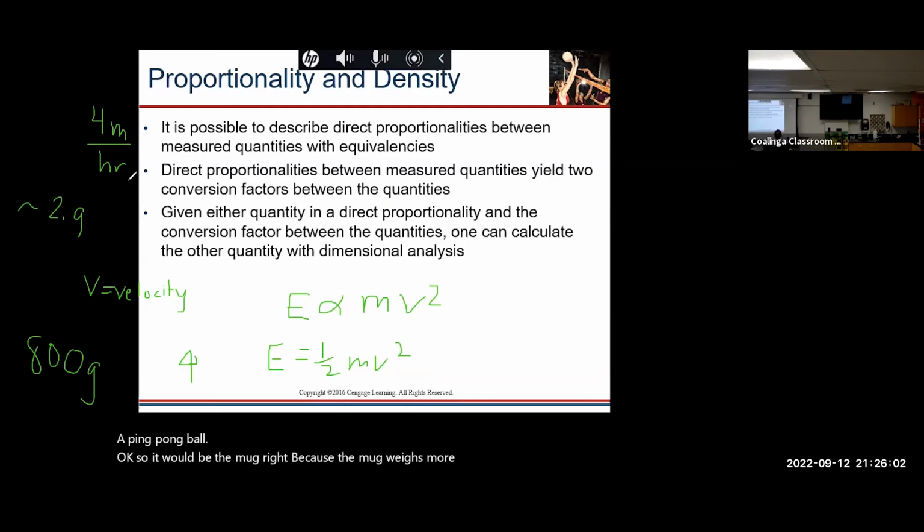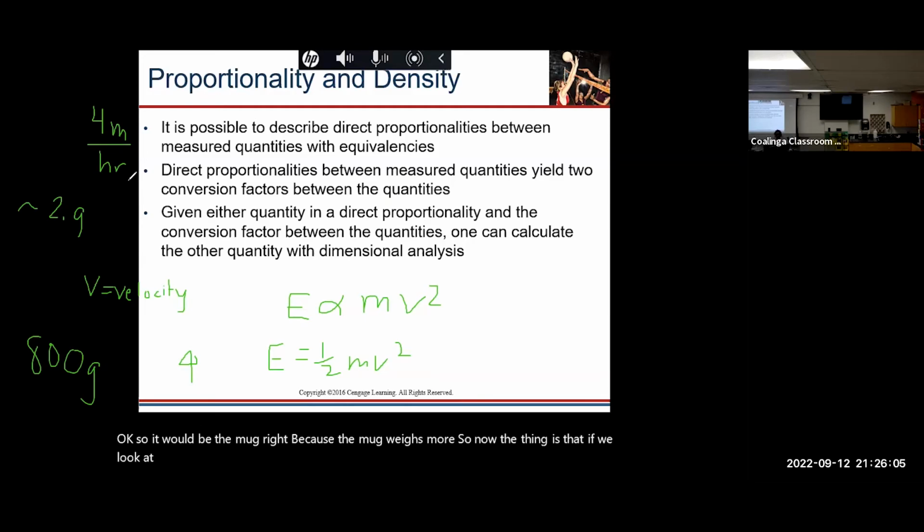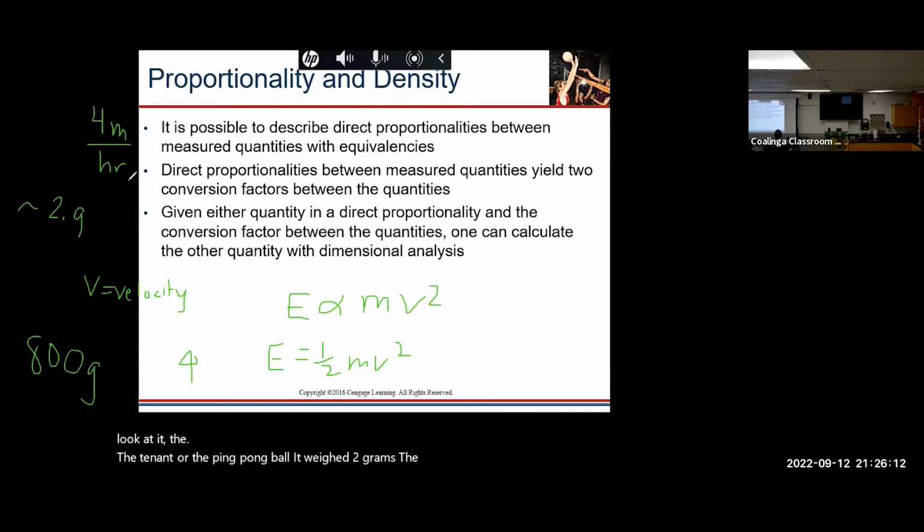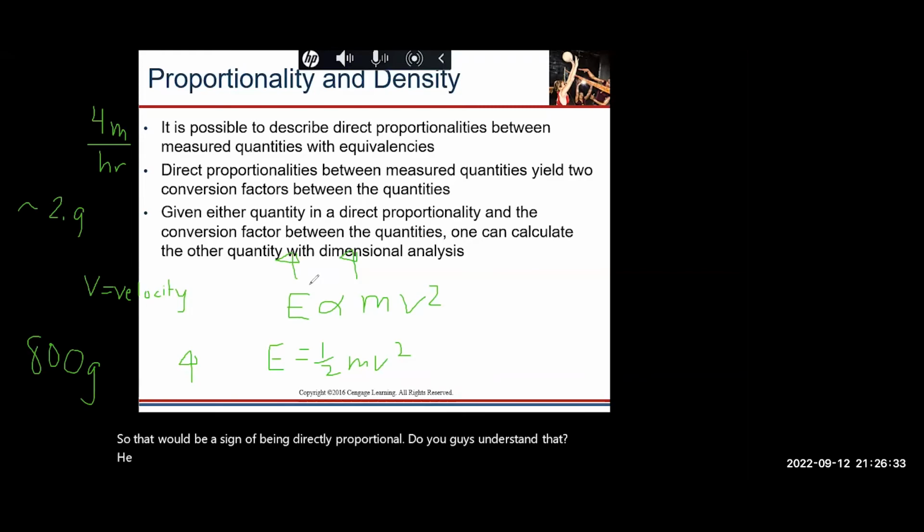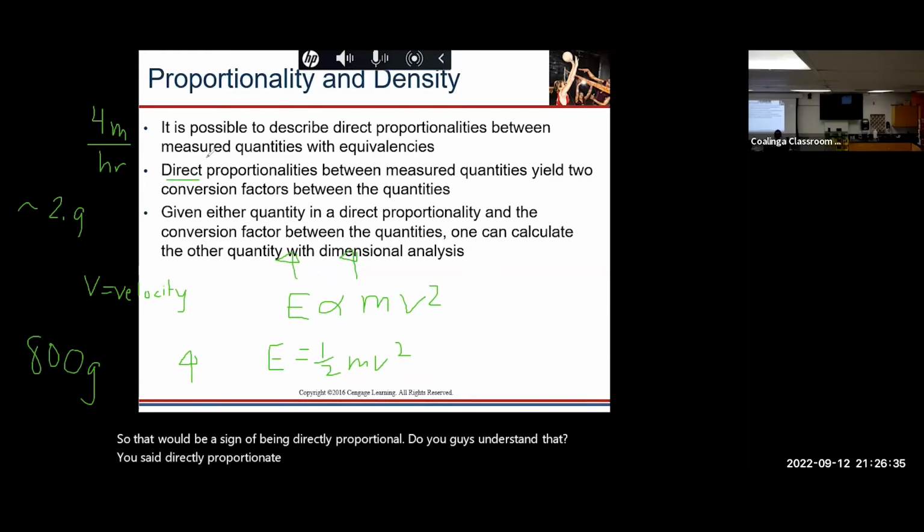So if we look at it, the ping pong ball weighed 2 grams. The mug weighed 800 grams. So we're increasing our mass. As mass went up, energy went up, so that would be directly proportional. That would be a sign of being directly proportional. You guys understand that? Directly proportional.